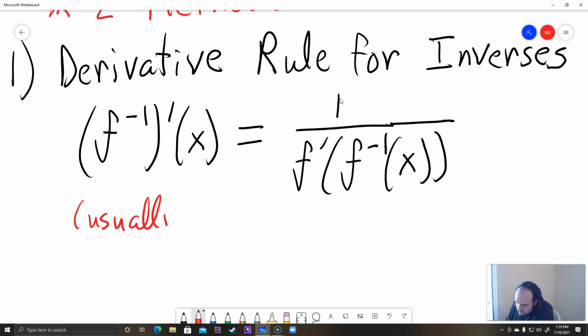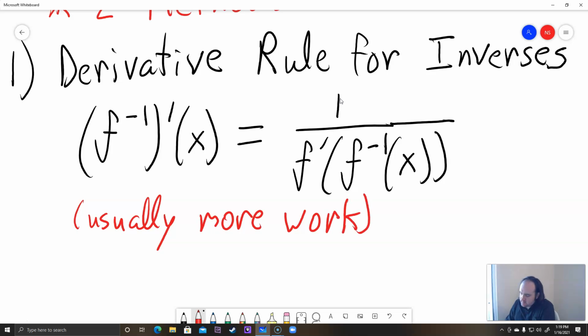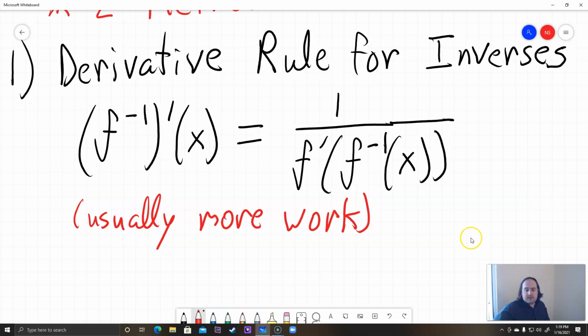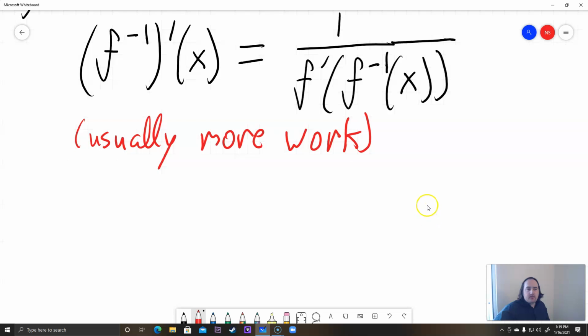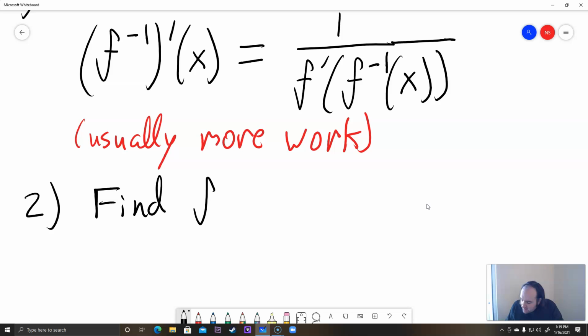Usually more work. And we don't want more work, right? We want the math to be as quick and simple as possible. So I usually don't recommend using this. So instead, what I recommend for most problems is first you find the inverse, then you take the derivative. Okay, so you find f inverse, then take the derivative.